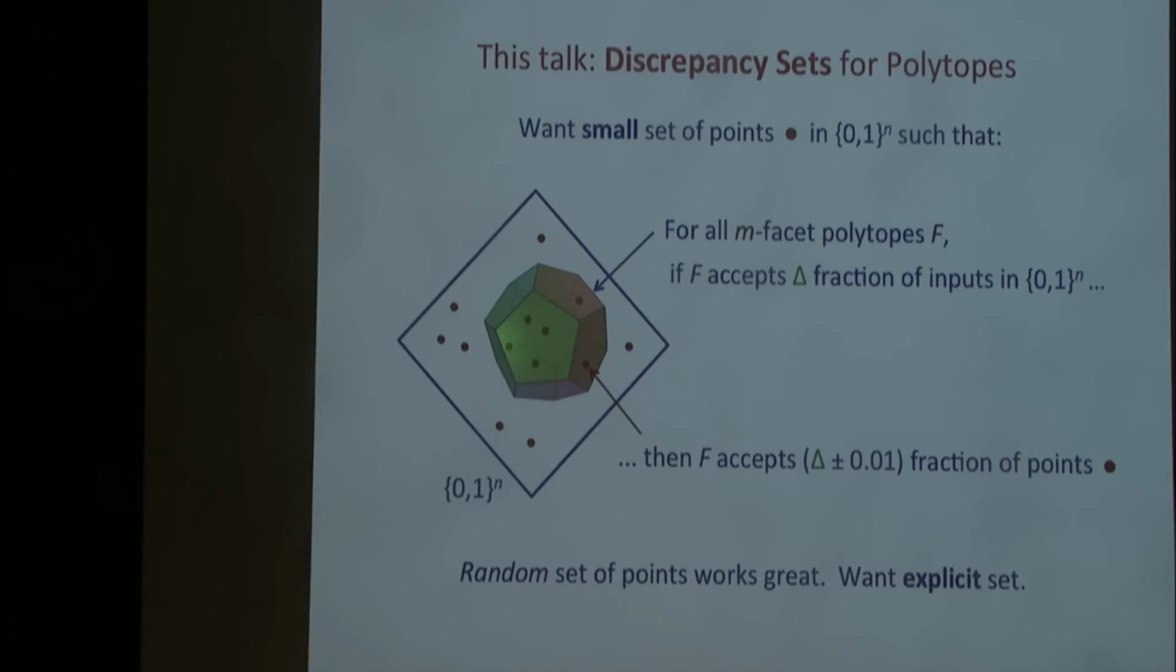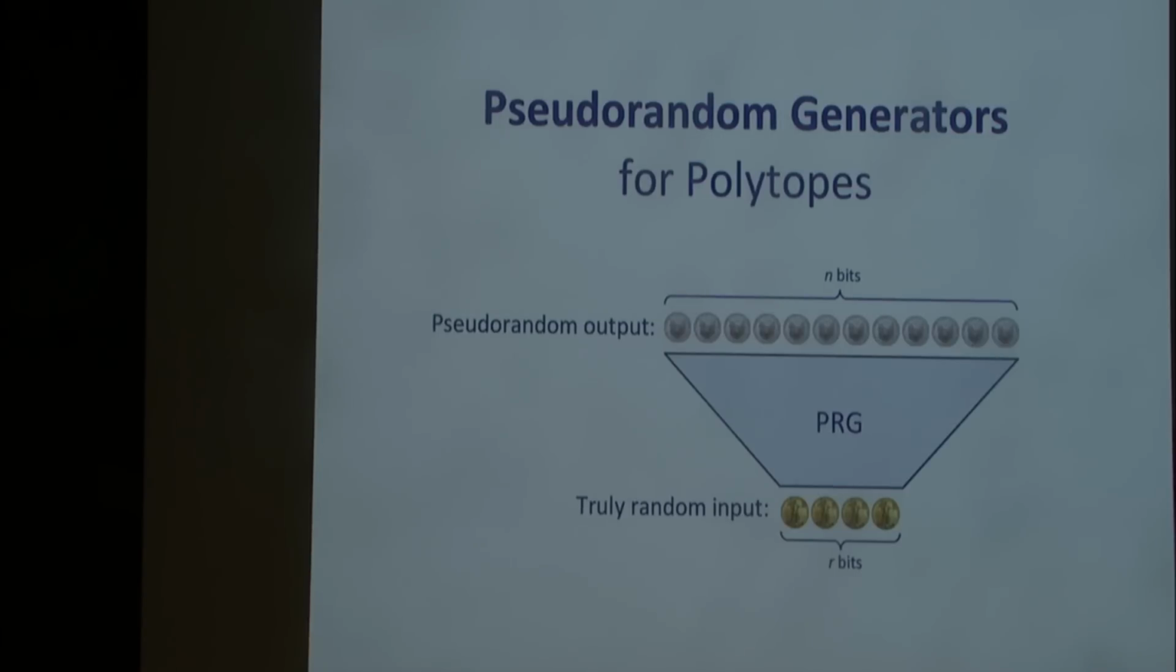But as many of us know, this is exactly the problem of constructing pseudorandom generators for polytopes. So let me restate the problem in a slightly different language, but it's going to be completely equivalent. Pseudorandom generators are functions that we think of as stretching a few truly random bits to many more bits that look random somehow. And in this talk, the notion will be looking random with respect to polytopes.